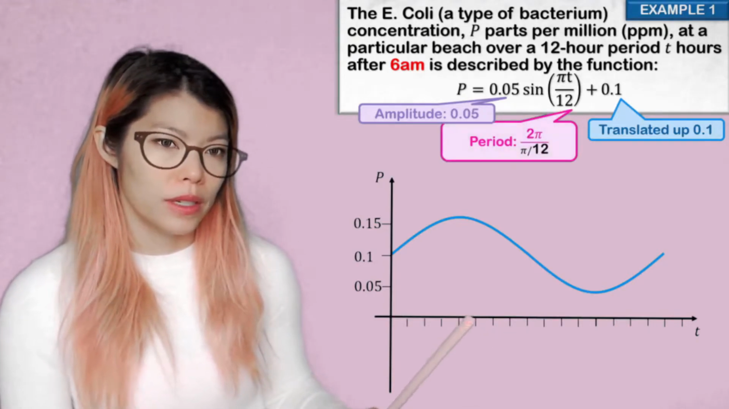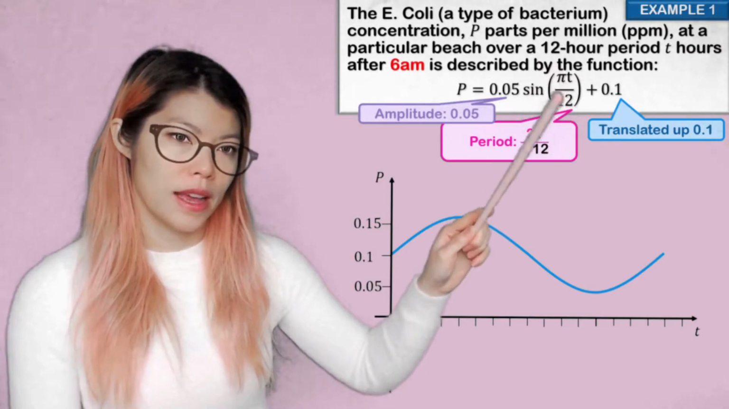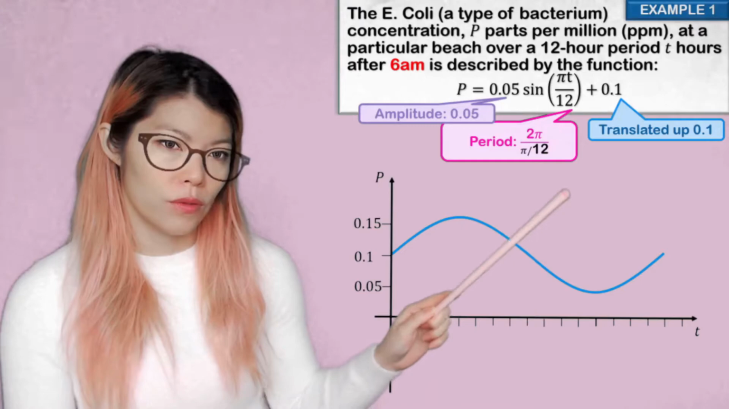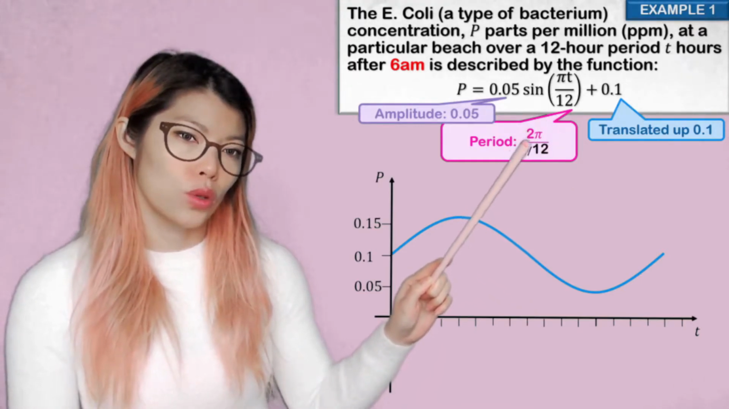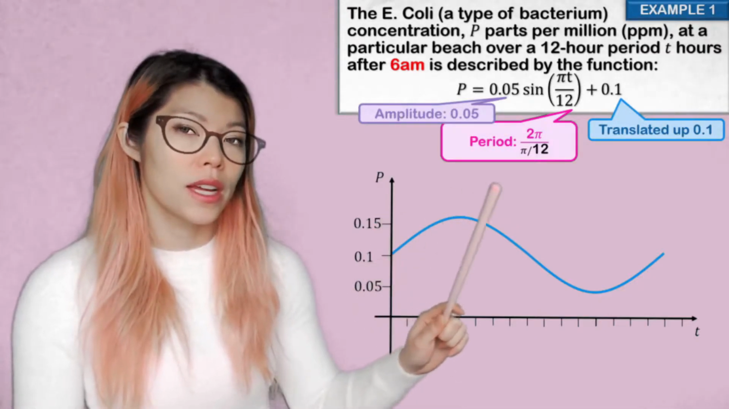Now what about the period? Well, the period of sine is 2 pi over the value in front of x, or in this case pi on 12. So 2 pi over pi on 12, well, the pi cancel, so 2 over 1 on 12 is like saying 2 times 12, so the period is 24.